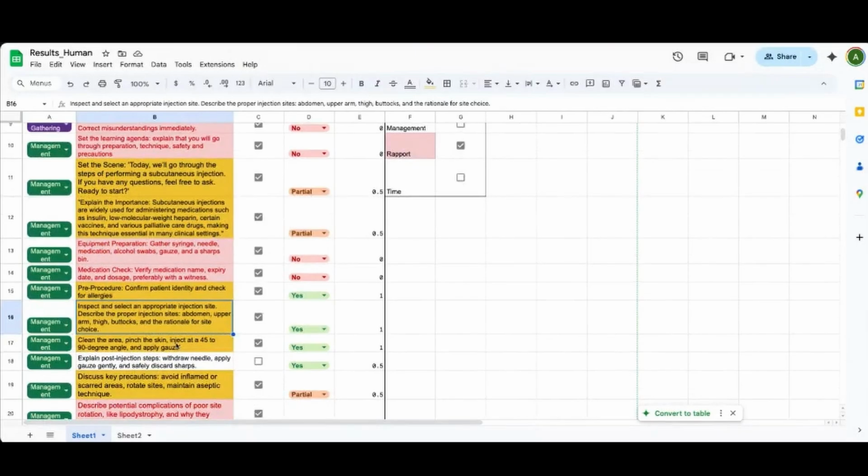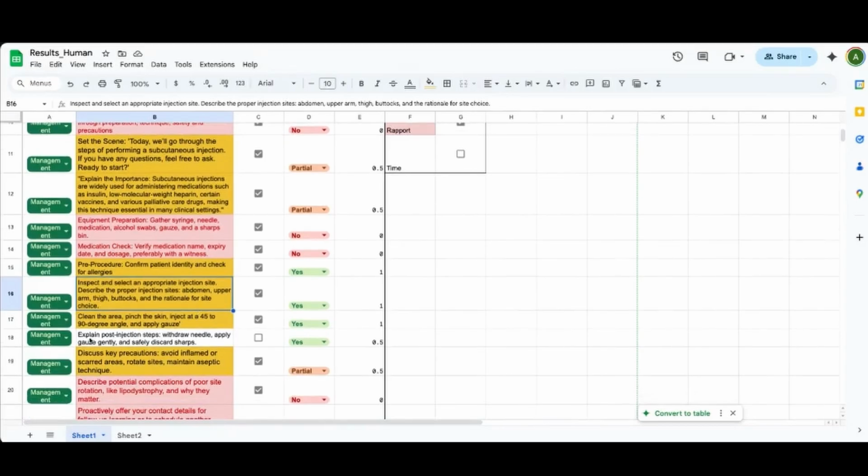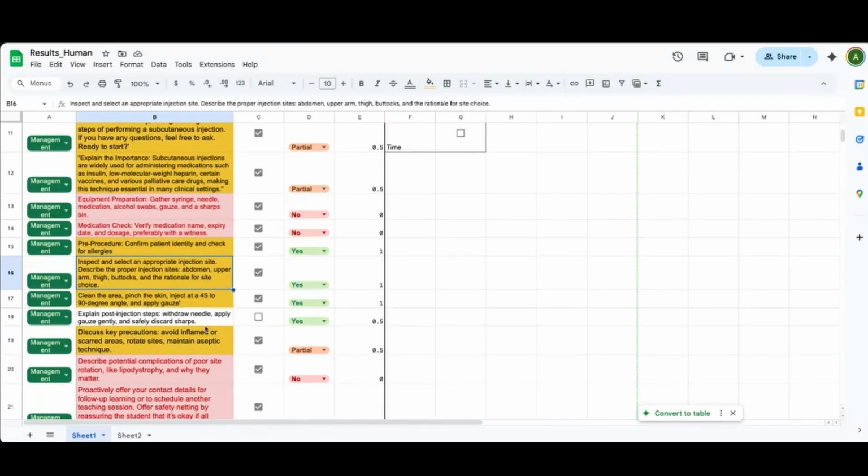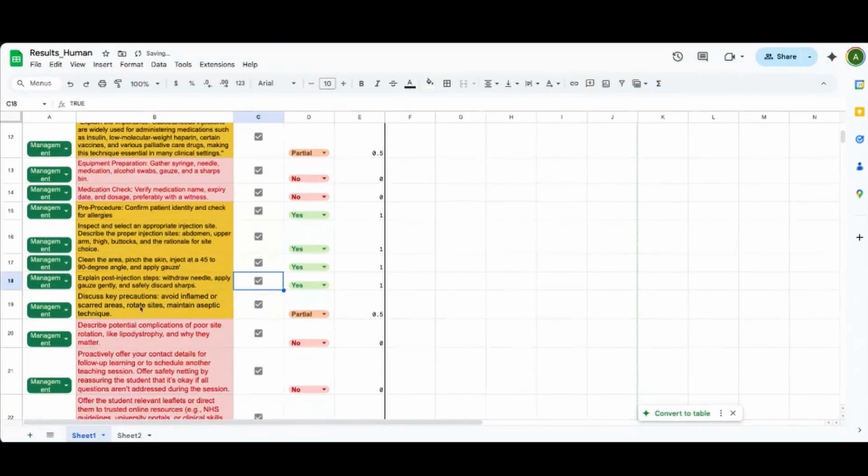Clean the area, pinch the skin, inject at a 45 to 90 degree angle and apply gauze. Explain post-injection steps: withdraw the needle, apply gauze gently, and safely discard sharps, right? That's also an important point. Discuss key precautions: avoid inflamed or scarred skin, rotate sites, maintain aseptic technique.